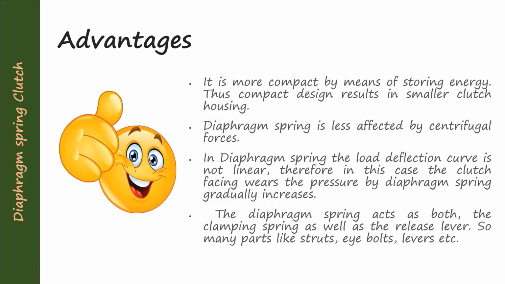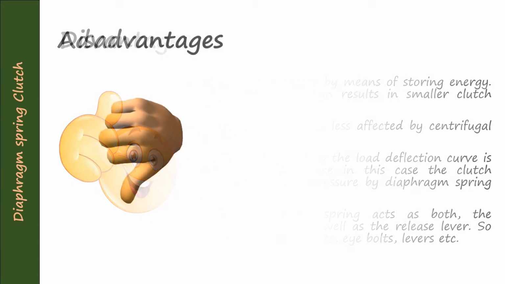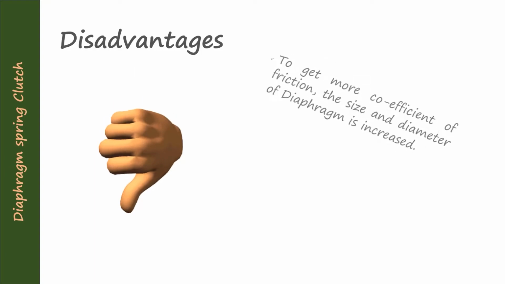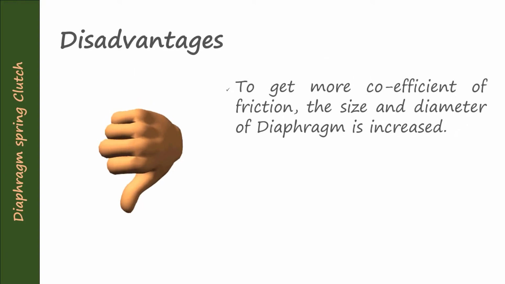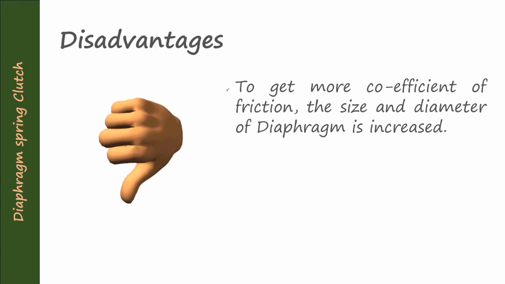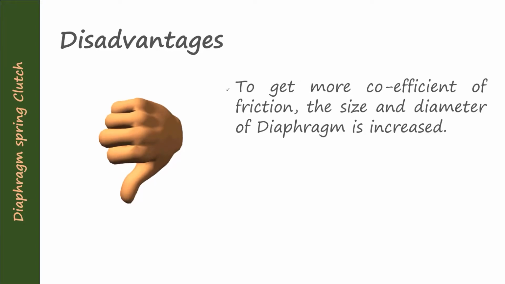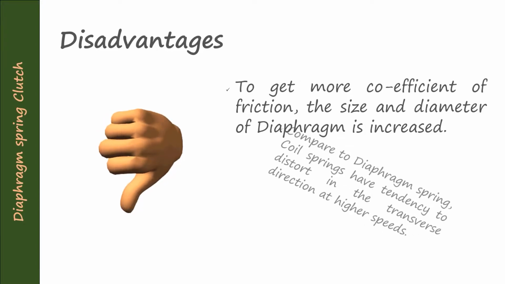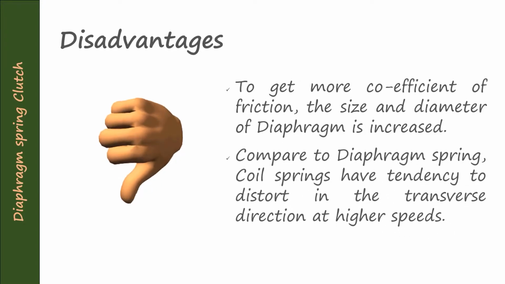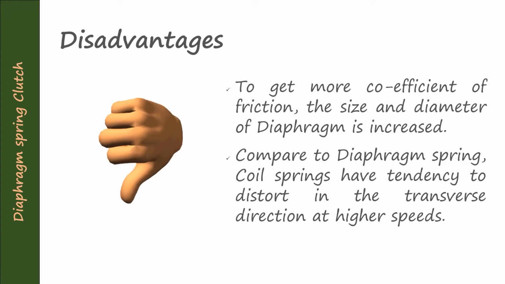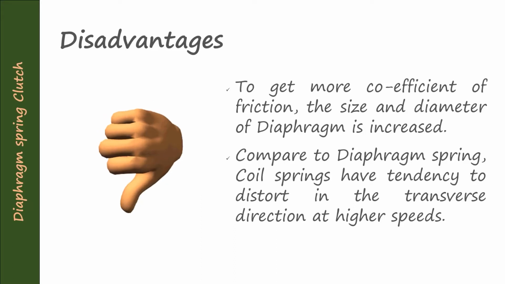So what are the disadvantages of the diaphragm spring clutch? First point, to get a higher coefficient of friction, the size and diameter of the spring is increased. So as per the diameter only, the coefficient of friction will be increased. And number two, compared to the diaphragm spring, coil springs have a tendency to distort in the transverse direction at higher speeds.